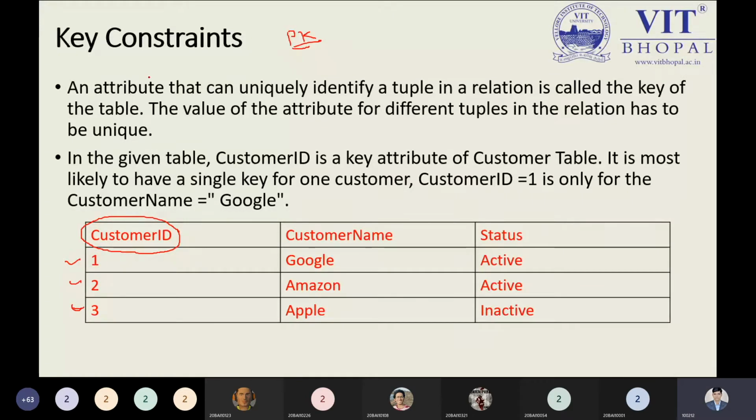Customer ID 1, 2, 3. So this customer ID defines the primary key, suppose. With the help of this constraint, we can say each and every record will be unique. So how can we say that? See, this is the point.